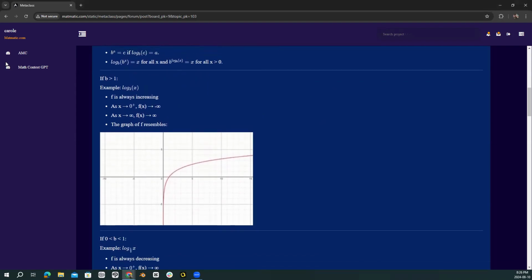Okay, now we're moving on to the actual graphing part. For example, okay, hold on.